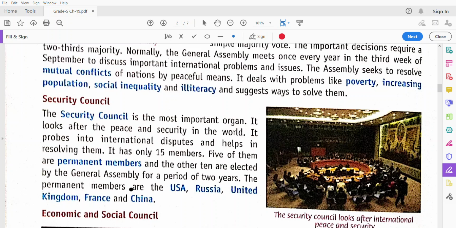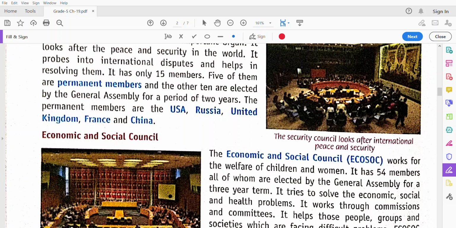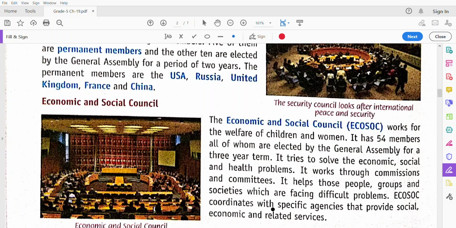The permanent members are USA, Russia, United Kingdom, France, and China. These are the permanent members. And the Economic and Social Council works for the welfare of children and women. It has 54 members elected by the General Assembly, and it tries to solve economic, social, and health problems. It works through commissions and committees, and it helps those people and groups of society which are facing problems.